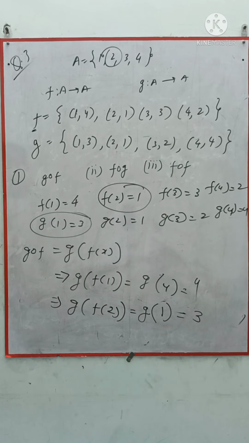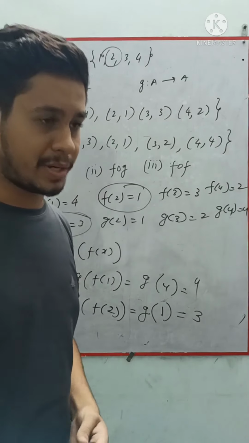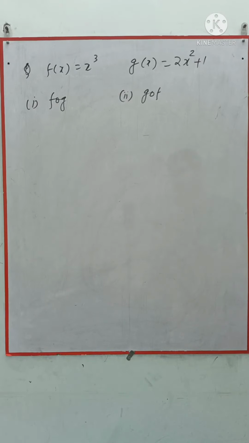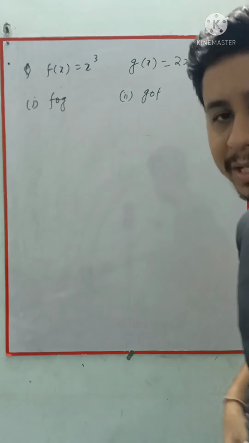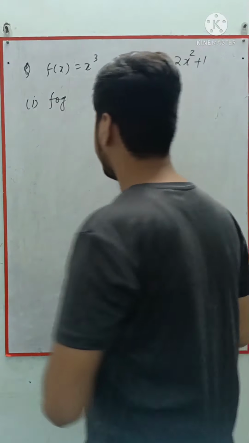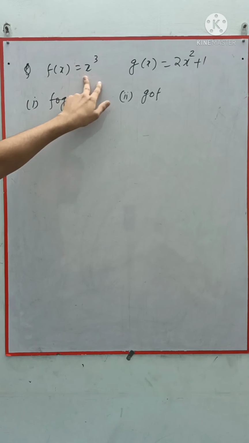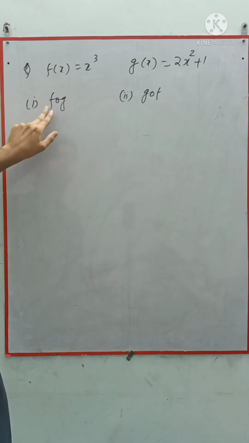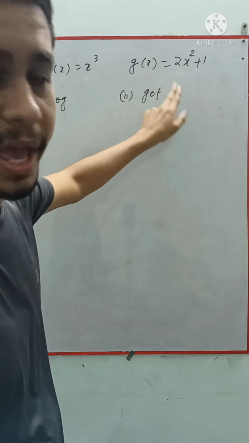Okay, now let's come to a different kind of question. Let's see this question. Such type of question can be important for you. So just see, given fx is equal to x cube, gx is equal to 2x square plus 1. We have to find f of g and g o f.